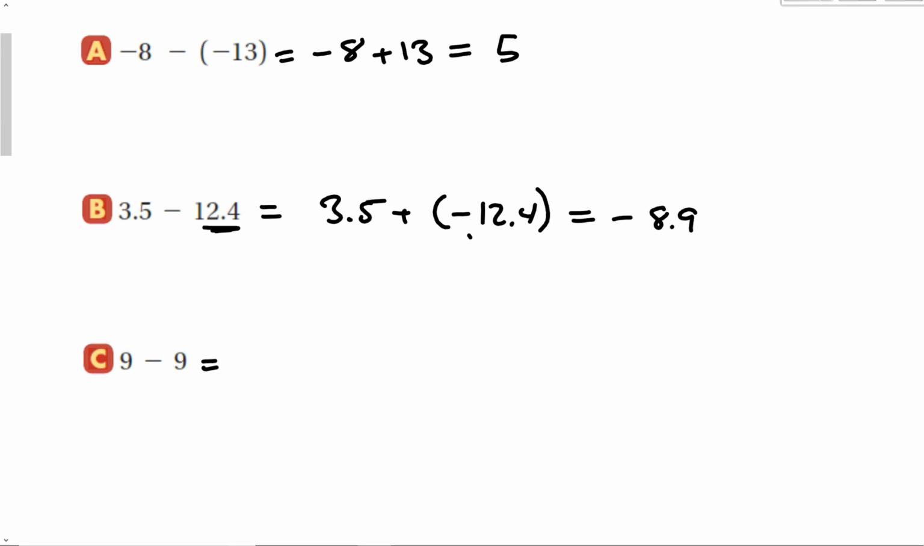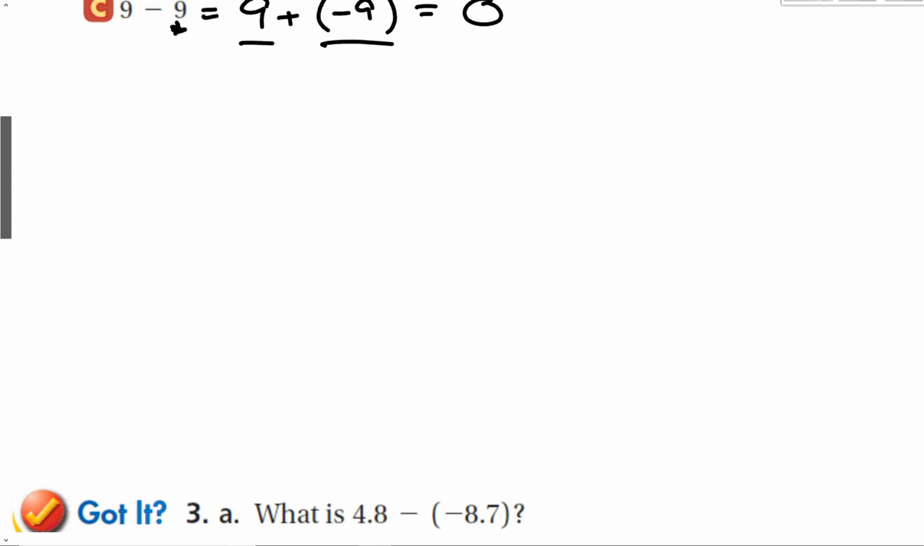The last one, 9 minus 9, well, I know it's 0, but let's look at this. We're going to do 9 plus the opposite of 9, which is negative 9, which gives me 0. And I can see that those are additive inverses of each other because they add to 0. Let's look at our got it problem.